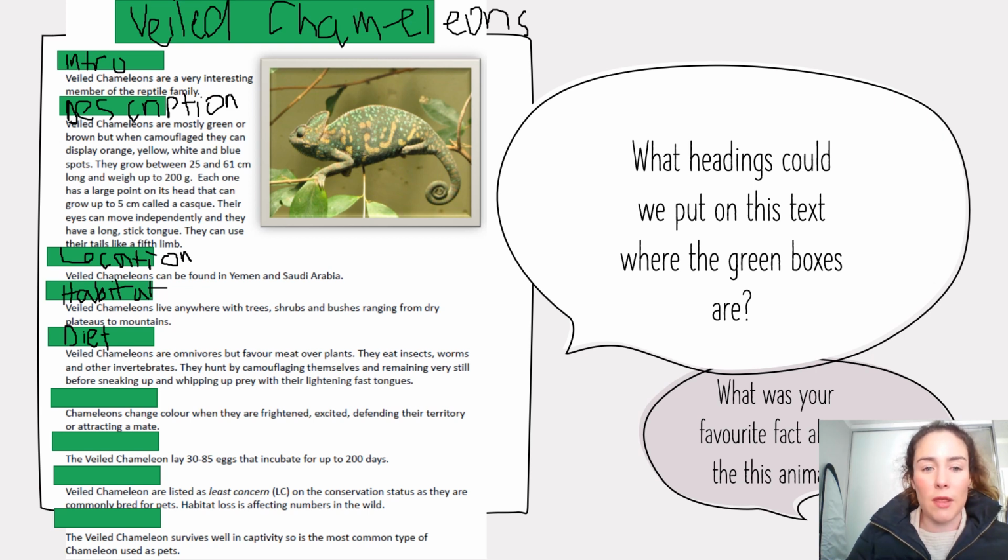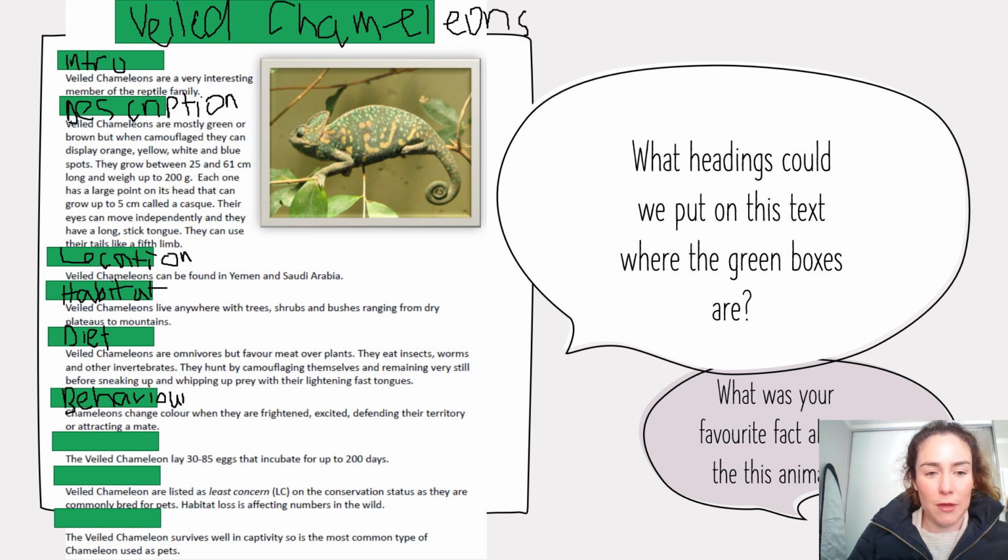All right. Chameleons change color when they are frightened, excited, defending their territory, or attracting a mate. So this one now is called behavior, sorry. So it's telling us a bit about what they do. Have a think maybe about your behavior. How would someone be describing you if they were talking about your behavior as a fact sheet?